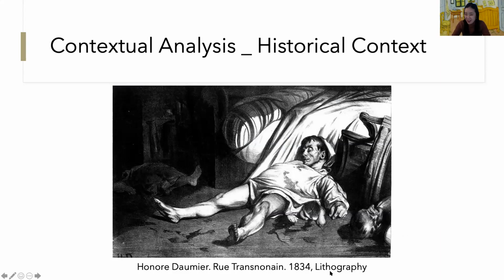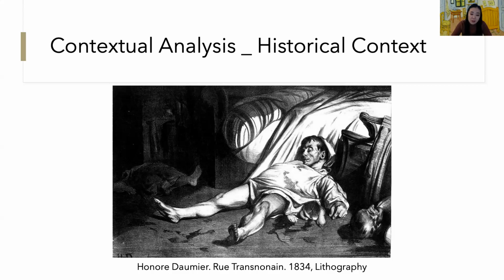You can guess what's happening here. There are more than one bodies laying on the floor, and what seems to be blood on the carpet. Very good. Yes, something terrible happened in this work of art, right? Yes, exactly.